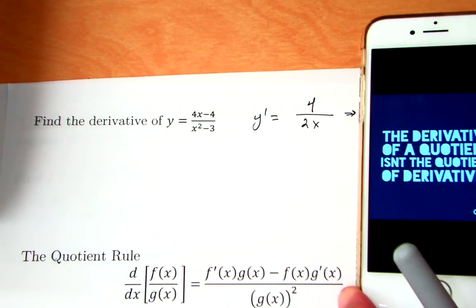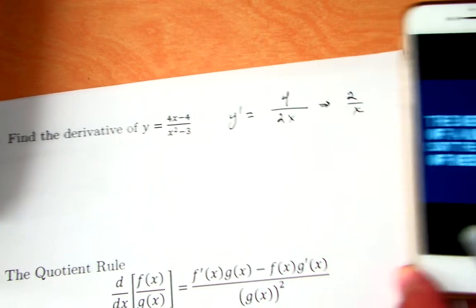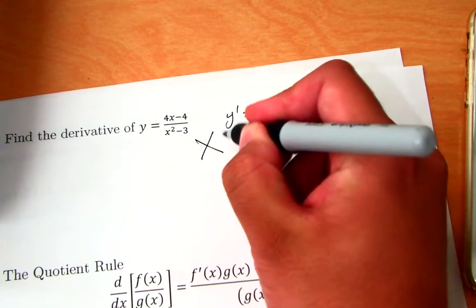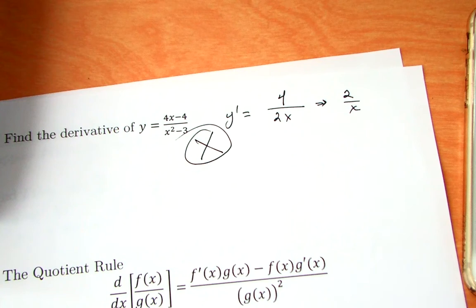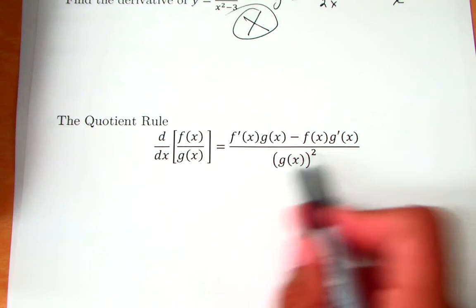The derivative of a quotient is not the quotient of derivatives. So once again, this is a big old mistake. Very, very common. So we added a specialized rule here. It's the quotient rule, which I've already printed out here.